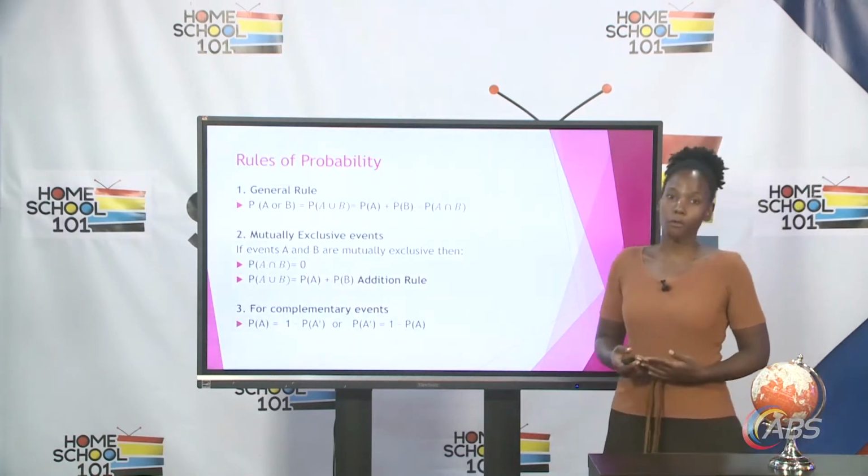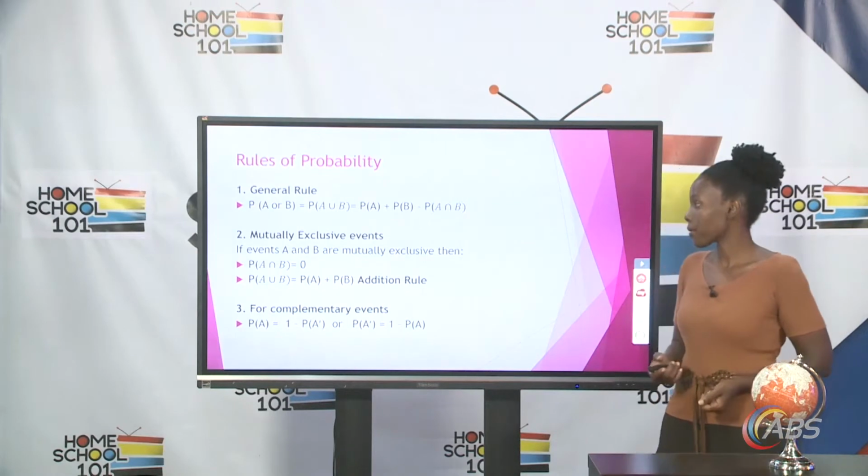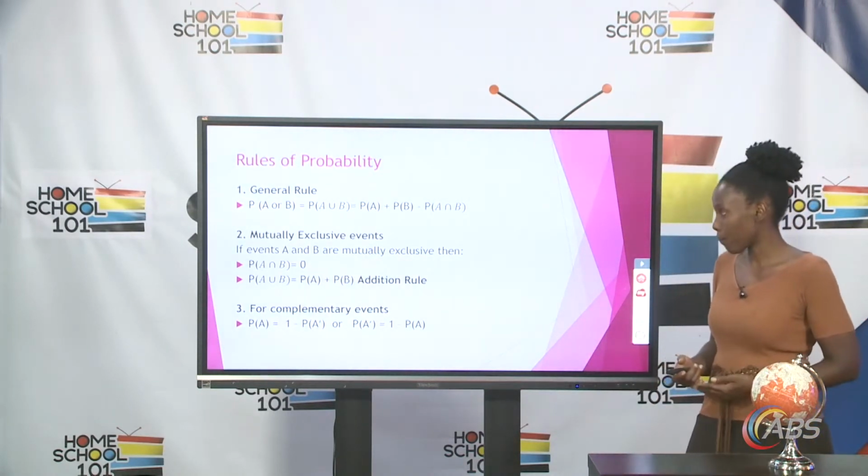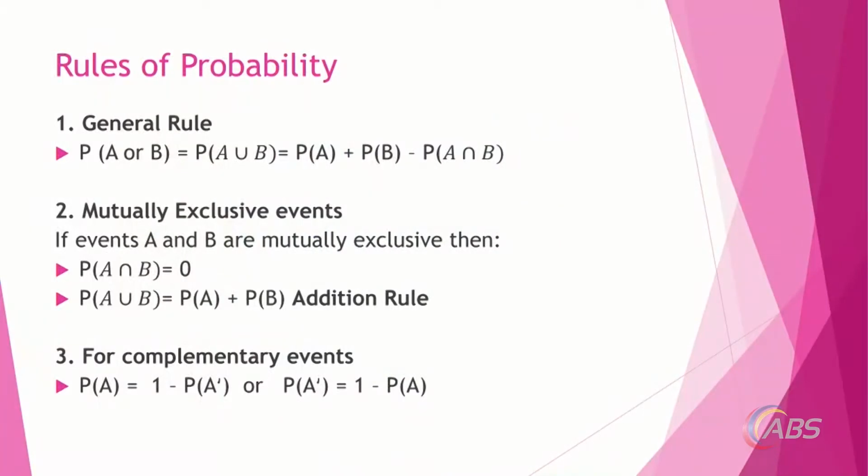We will then go through some rules of probabilities. The first rule is what we refer to as the general rule. It states that the probability of A or B, and make note of the symbol, we use the union symbol or the union sign to represent or, is equal to the probability of A plus the probability of B minus the probability of A intersect B.